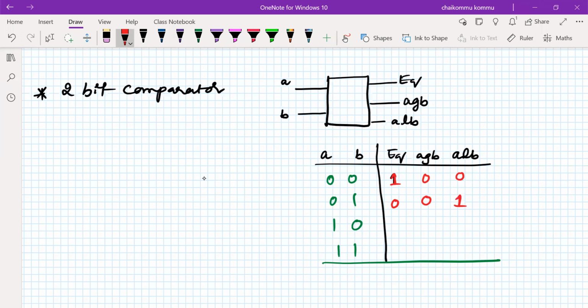A is greater than. Okay. Here is the 1, but here is 0 and 0. So here is the 1, 0, 0. So from this, I can develop my mathematical equations. What are the equations here now?